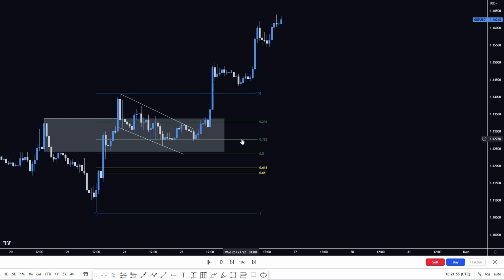So let's have a look now at another example, where we can see a different Fibonacci level.